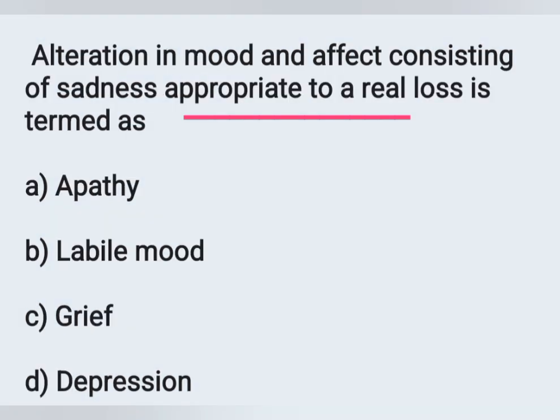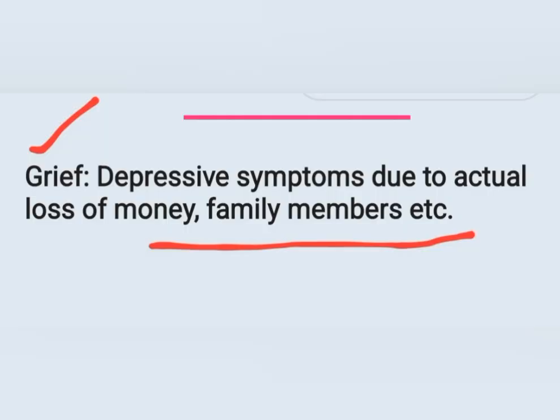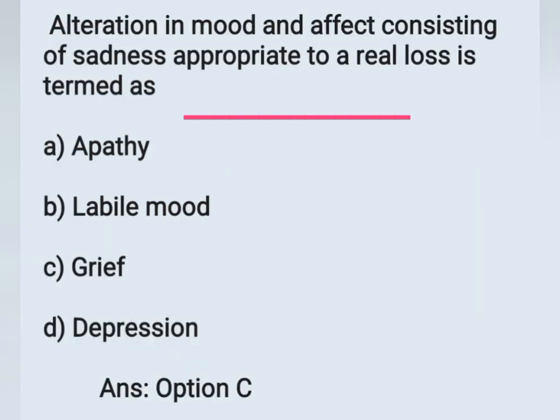And the next question: alteration in mood and affect consisting of sadness appropriate to a real loss is termed as. Options: Option A, apathy. Option B, labile mood. Option C, grief. Option D, depression. Here the question is about alteration or changes in mood and affect, mainly due to real loss in life, especially real loss of family members, money or personal things. That is known as grief. Grief means depressive symptoms due to actual loss of money or family members, etc. So the correct answer is option C.